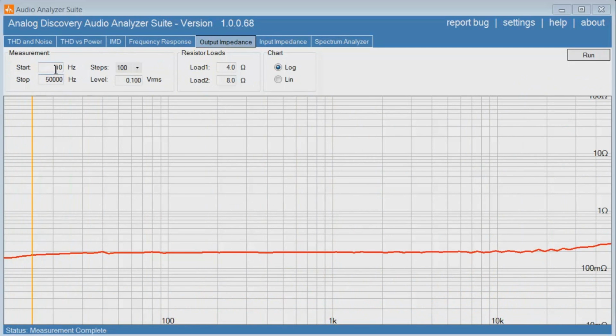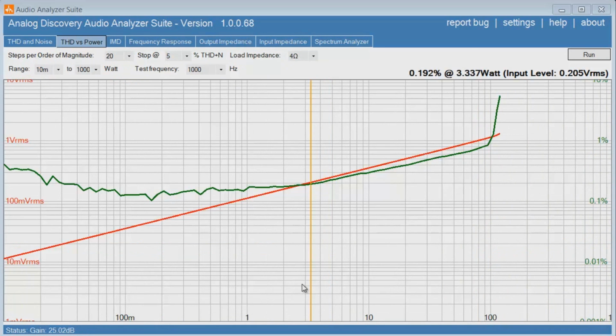Here, look at the output impedance, again from 10 hertz to 50 kilohertz. It's below 200 milliohm all the way up to 20 kilohertz, then rises slightly, maybe close to 300 milliohm at 50 kilohertz. But that's very low. It's very good.